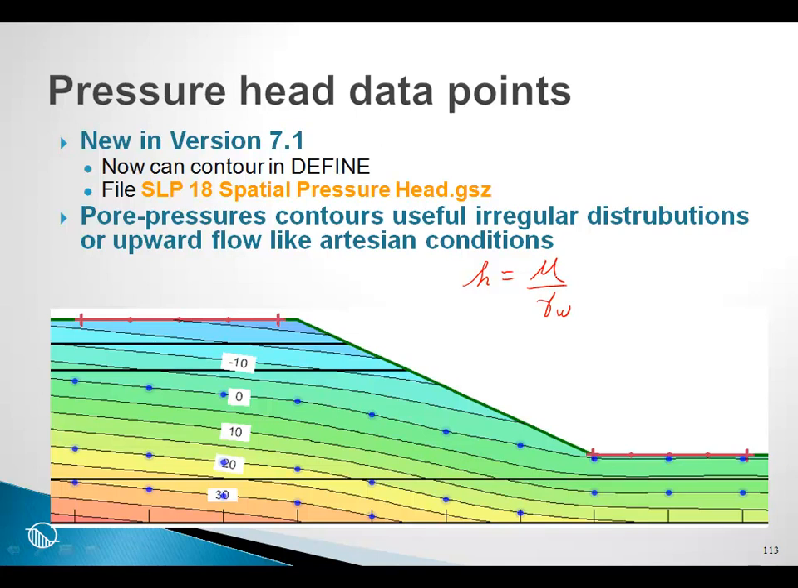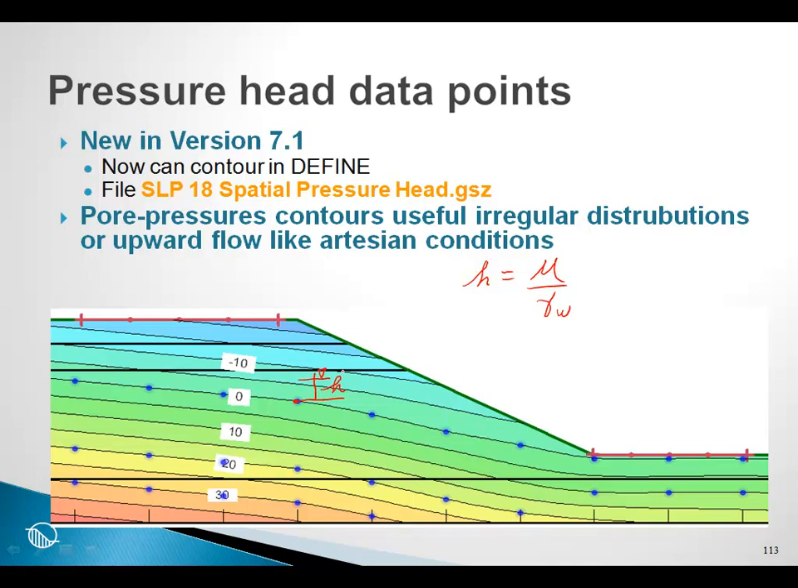So we can think about a piezometer being at this location and the water rising a certain distance. This would be the pressure head H. So you can imagine at a series of points what is the pressure head at these XY locations, and then SLOPE/W can either use a linear interpolation or a Kriging interpolation to develop pore pressure contours. Later on, these contours, or the results of the Kriging, are used to determine the pore pressures at the base of all of the slices.